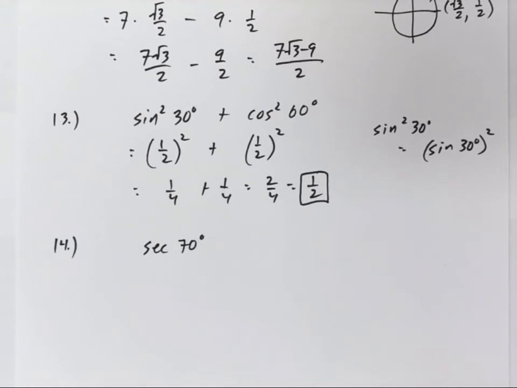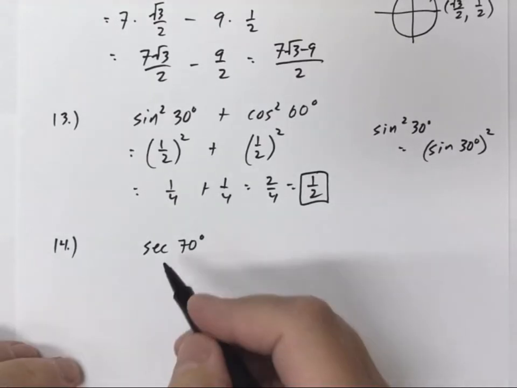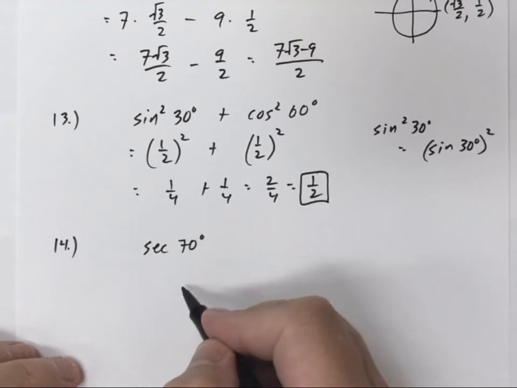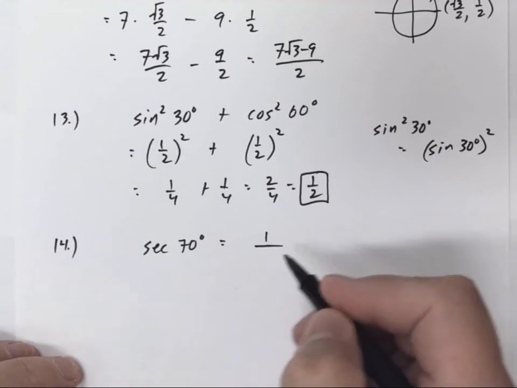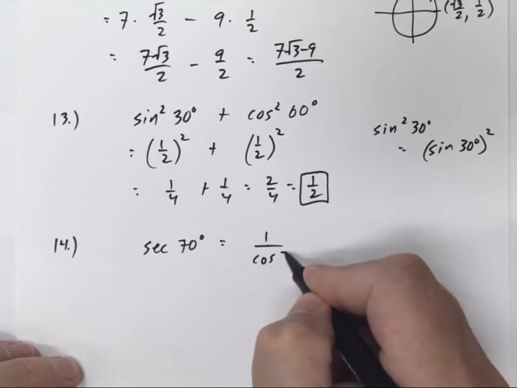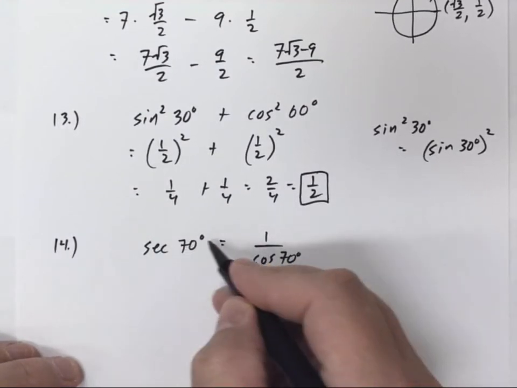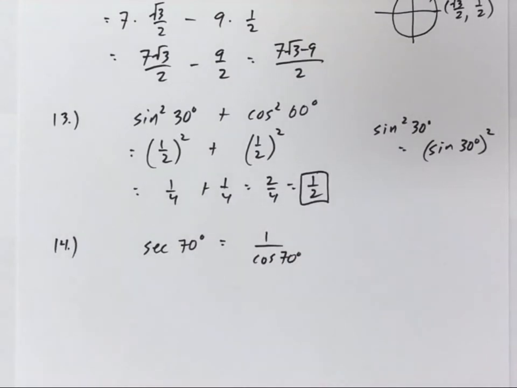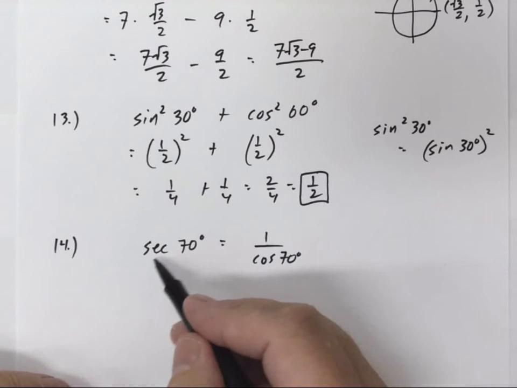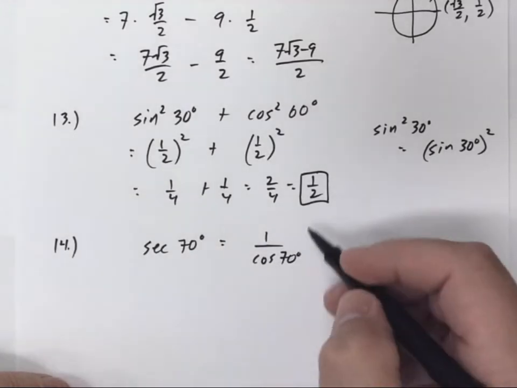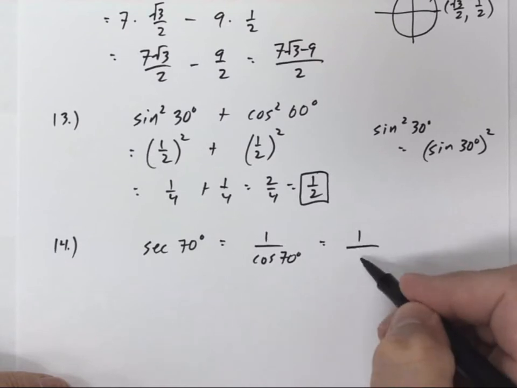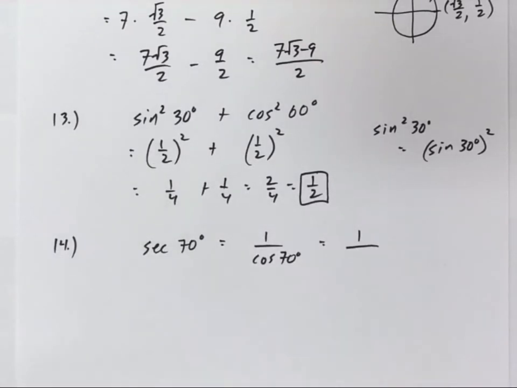Now another way to think of the secant, since secant and cosine get paired together, another way you can write this is the secant is 1 over the cosine. So if I'm looking for secant 70 degrees, if I go to my calculator and find the cosine of 70 degrees, I stick it in the bottom of this fraction, then I can find the secant. So here's where you go grab your calculator.